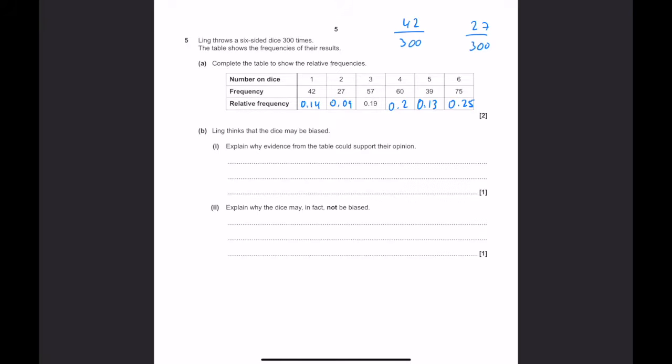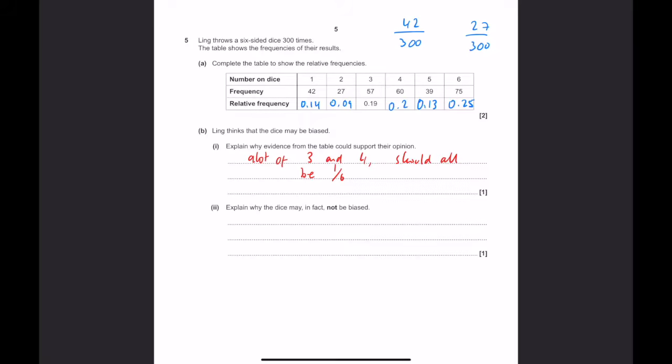Ling thinks that the dice may be biased. Why could this be? Well, if you have a look at the frequencies that are happening here, they're not very even. For example, there was a lot of 3s and 4s. So all the probabilities should be around about 1/6, but obviously you can see that they are not in this case. Explain why the dice may in fact not be biased.